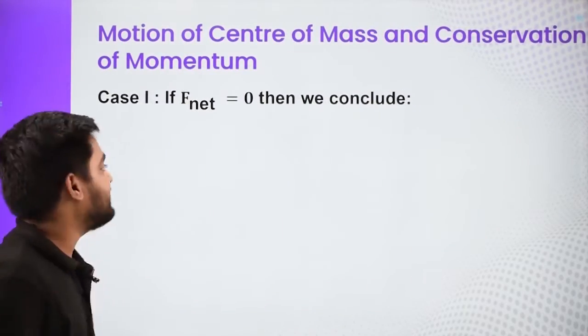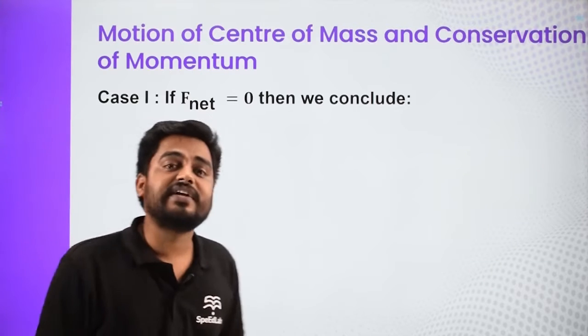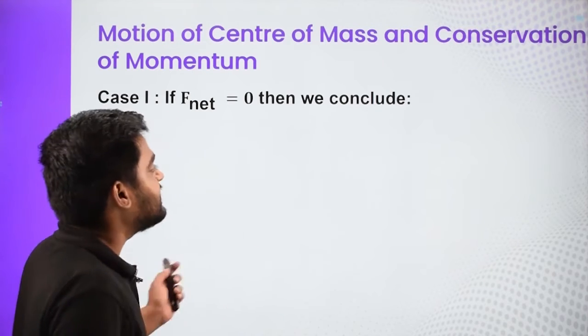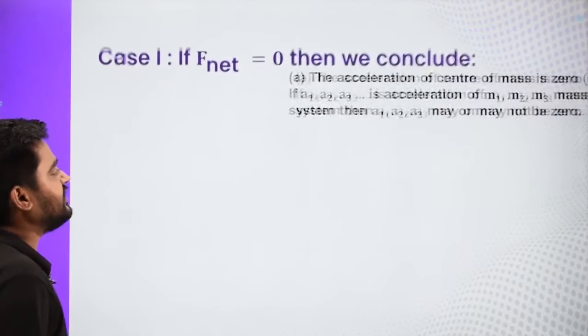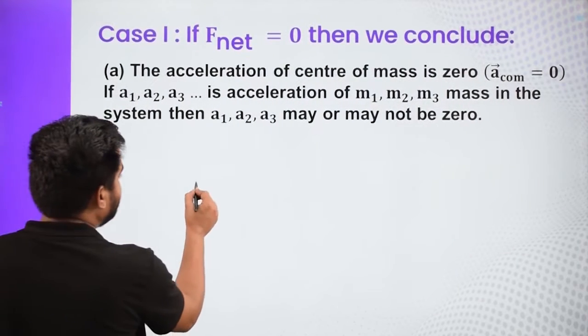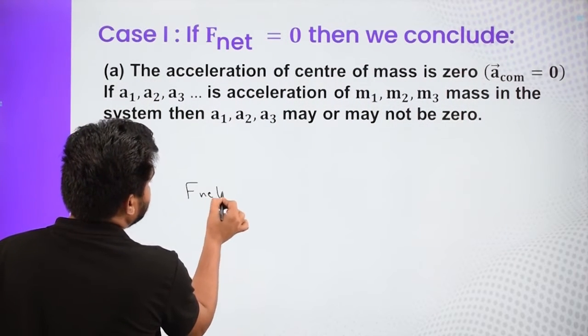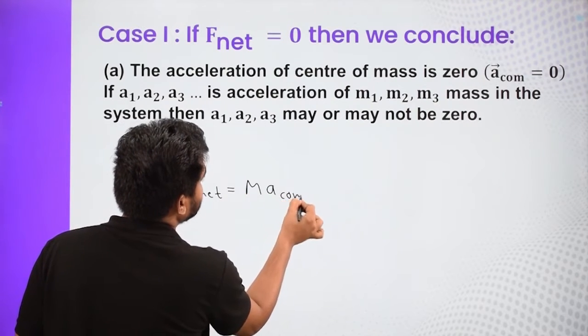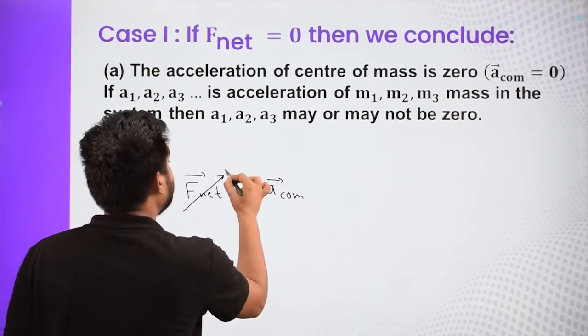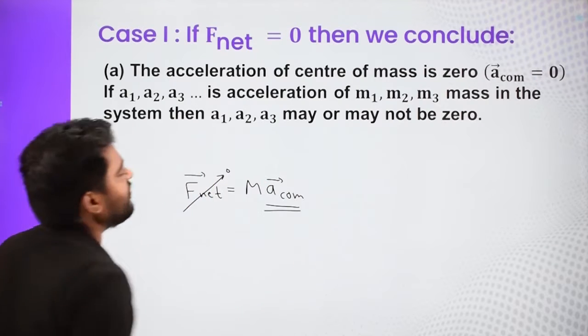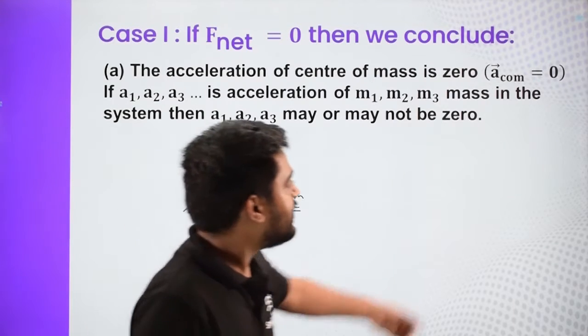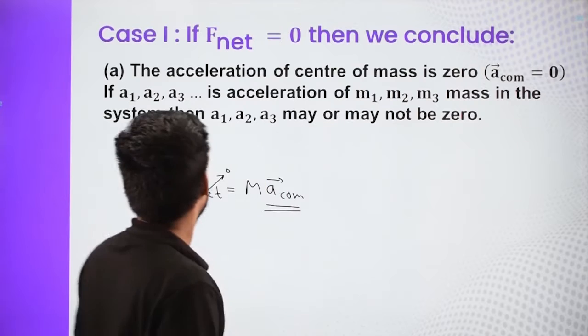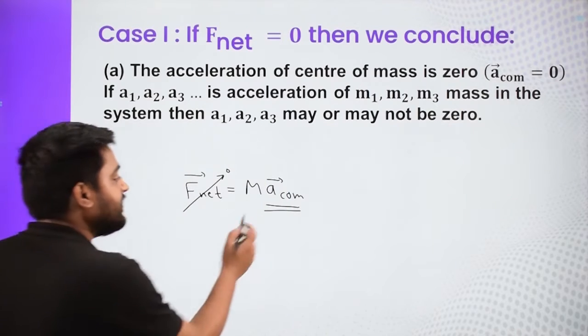So case by case study. So first is, what if our net external force is 0? If our net external force is 0, then we know that F net can be written as total mass into acceleration of center of mass. So if this is 0, then what? The acceleration of center of mass is going to be 0. So the ACM is nothing but 0. But what if ACM is 0?